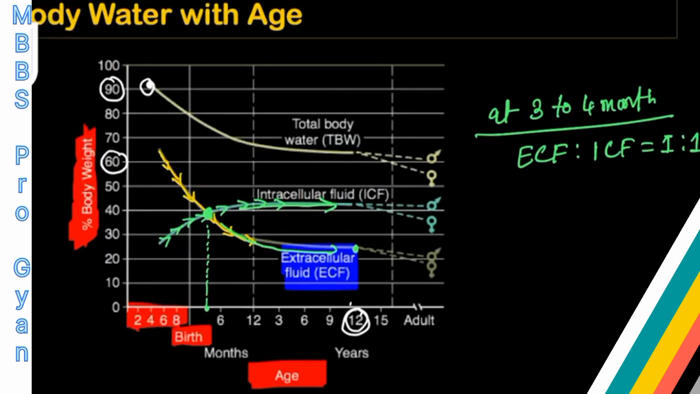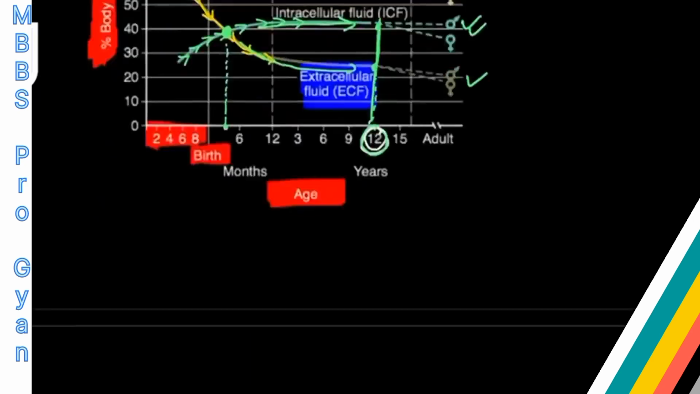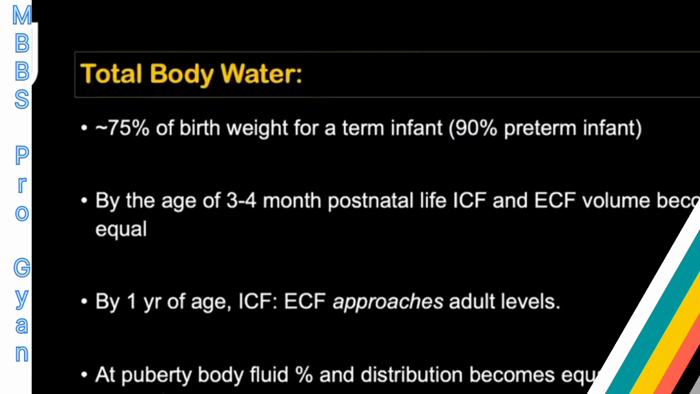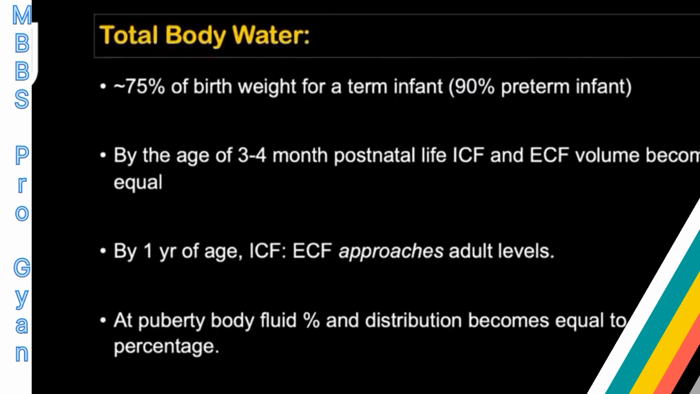And again, if we follow this curve, we will find out that up to the age group of 12 years, there is no difference between boys and girls body water distribution. There is no difference between male and female body water distribution. Male and female body water distribution originates at the age group of puberty or after that, right? So you must remember certain points from this curve, okay?